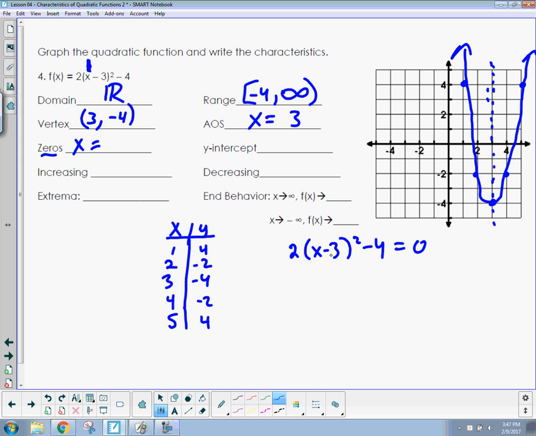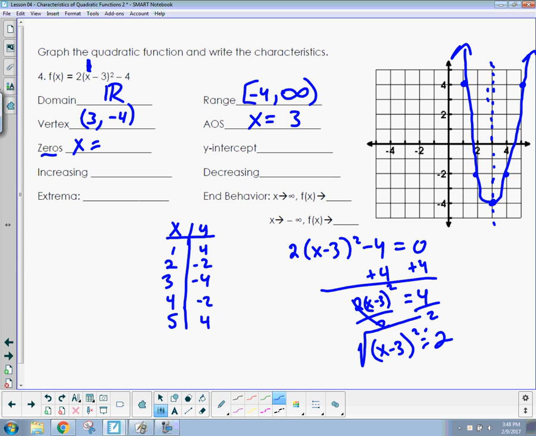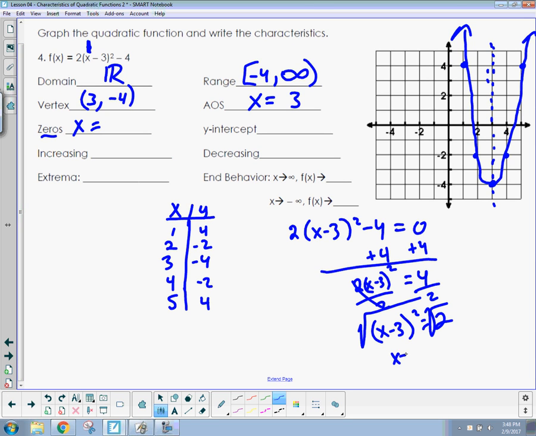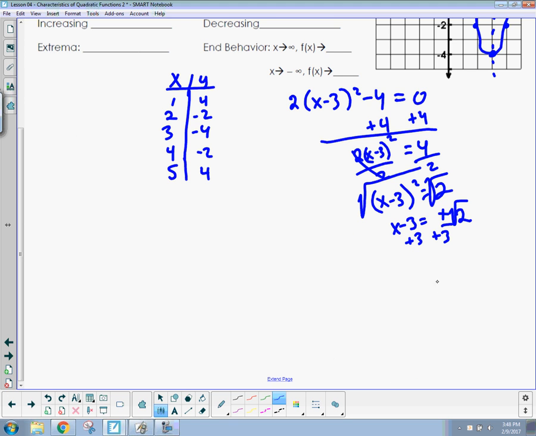So I'm going to take care of that 4, add 4 to both sides. 2 times x minus 3, all of that squared, equals 4. Divide by 2. Those 2's cancel, x minus 3 squared equals 2. Take the square root. Then we get x minus 3 equals plus or minus root 2. Add 3 to both sides. x equals 3 plus or minus root 2.